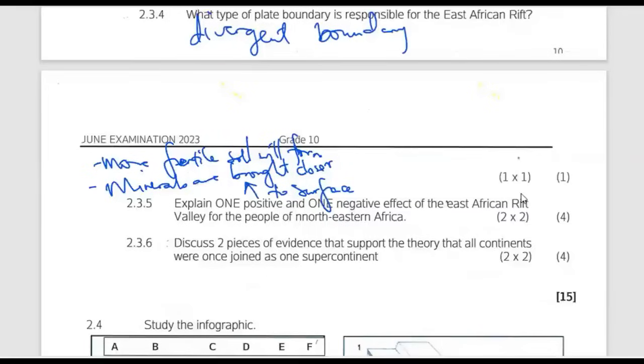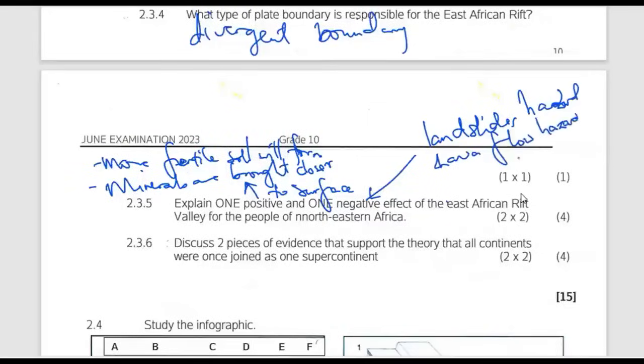Then when we're looking at the negative, we can look at landslides. There is danger of landslide hazards. These are mass movements. Landslide hazards are a very serious challenge that can come because of the rift valleys. And also we can talk of lava flow hazards. Liquid rock can escape because now there is a rift valley which is forming, and that can give rise to the problem of volcanicity in the area.